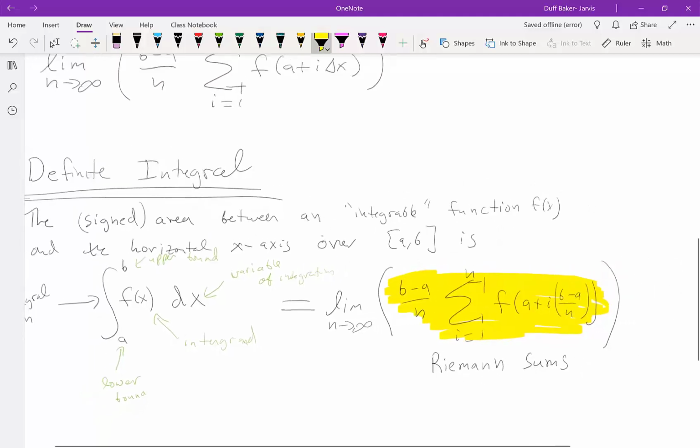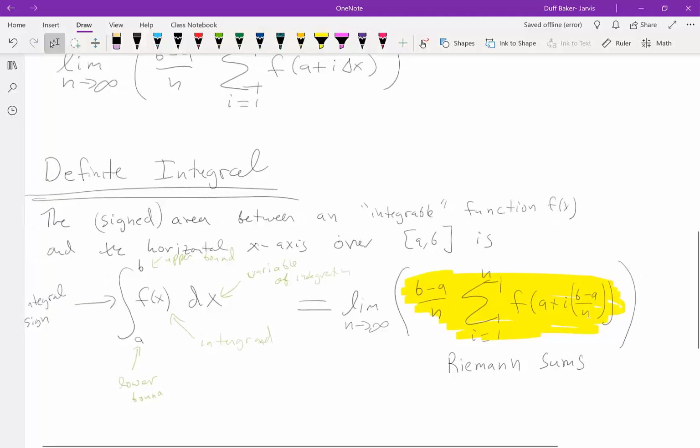Okay, so we figured out how to calculate the exact area, and then we've given it this integral symbol as a fancy and quick name for it.